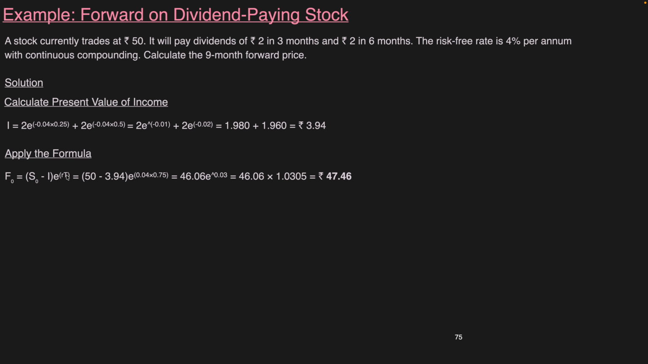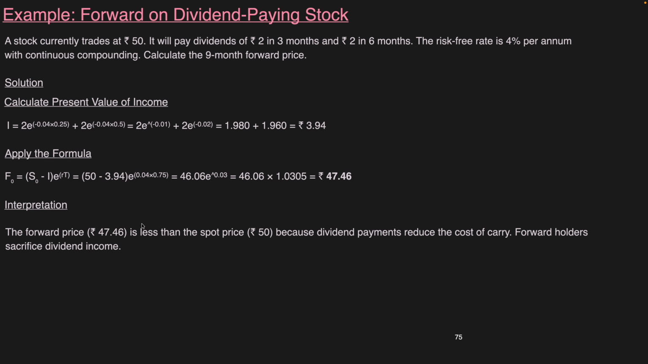What is capital T? Capital T is 9 months. That is 9 divided by 12. So 9 divided by 12 is nothing but 0.75. So it is e to the power of 0.04 into 0.75, which will give you the future price as 47 rupees 46 paisa.